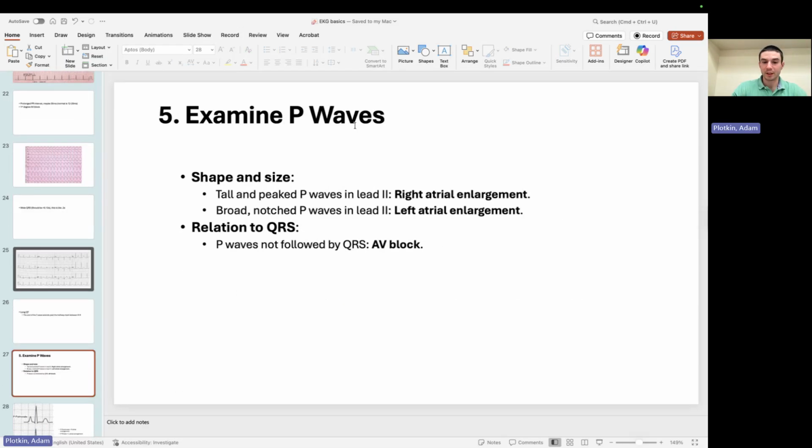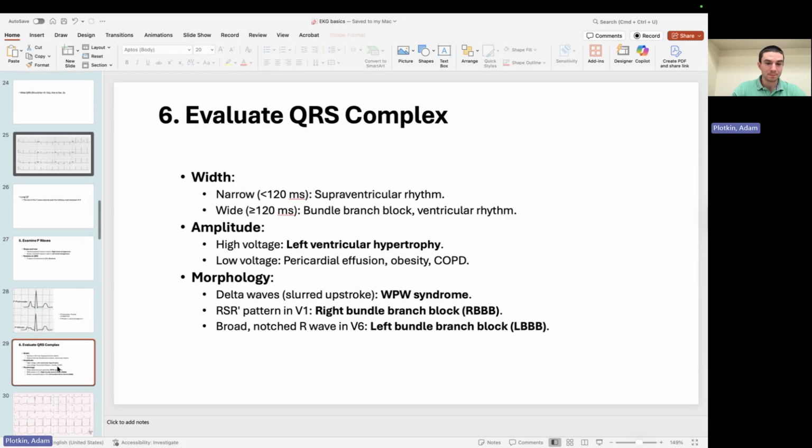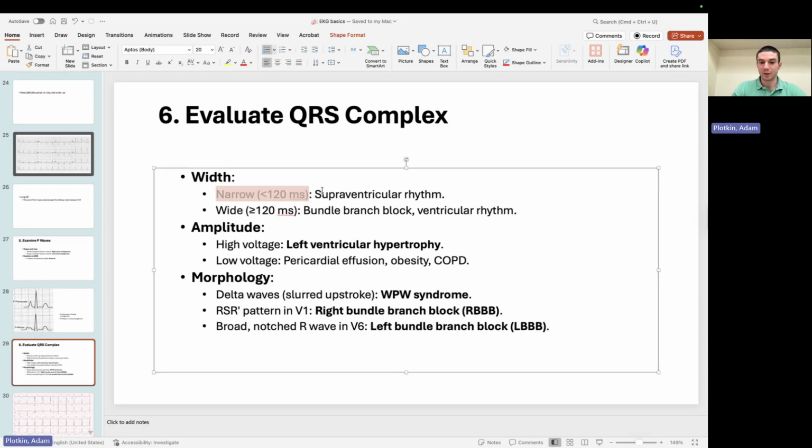The P waves, right? Look at the size. We've already talked about it: a P should be followed by a QRS. If they're tall and peaked, that leads to right atrial enlargement. If they're broad and notched, that leads to left atrial enlargement. So this would be P pulmonale in the right atrium, and P mitrale in the left atrium. Okay. Evaluate the QRS, right? If it's narrow, it's a supraventricular arrhythmia, right? The arrhythmia is starting from above the AV node. If it's wide, it tells me it's a bundle branch block, or potentially a ventricular arrhythmia, or potentially a supraventricular arrhythmia with aberrancy, right?